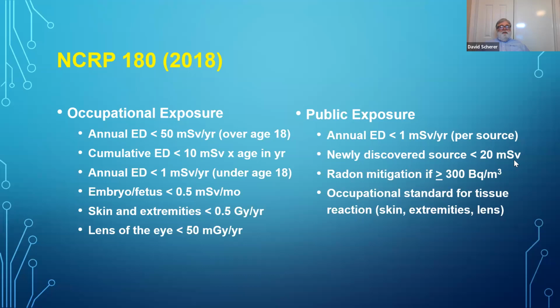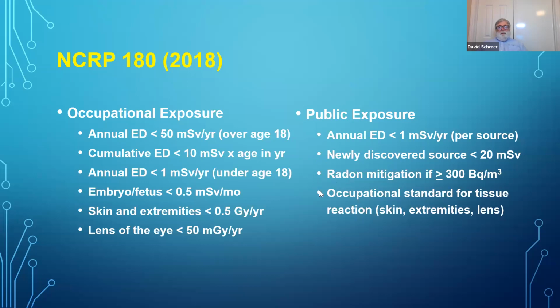Newly discovered sources, for example, when radon was first discovered, it was a big thing because it wasn't well characterized. So if some new hazard, that new radiation exposure, source of exposure to the public is recognized, then action is required if it's above 20 millisieverts per year in that first year.